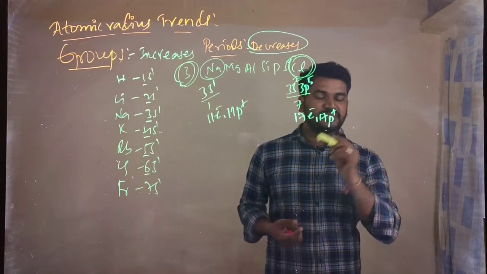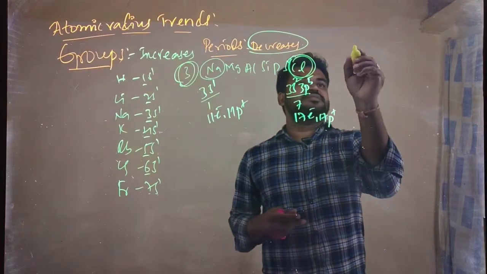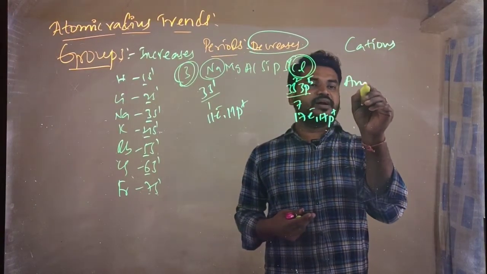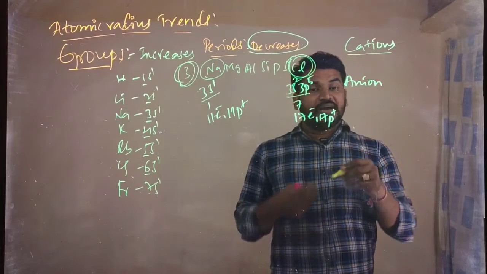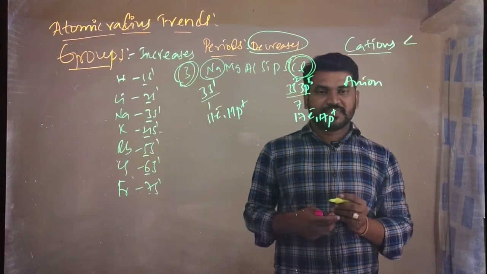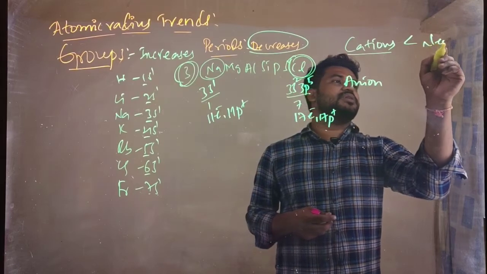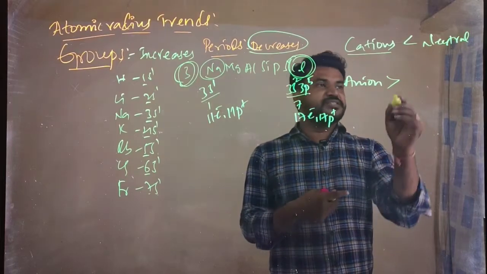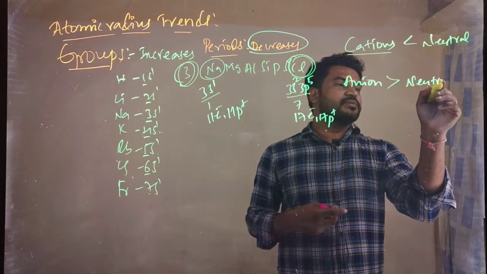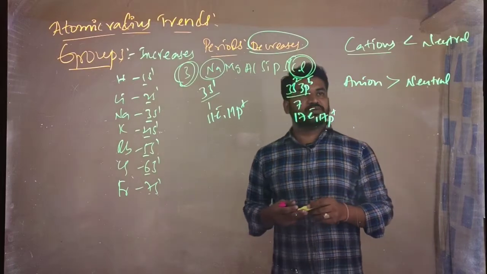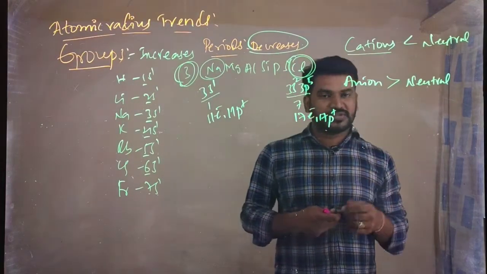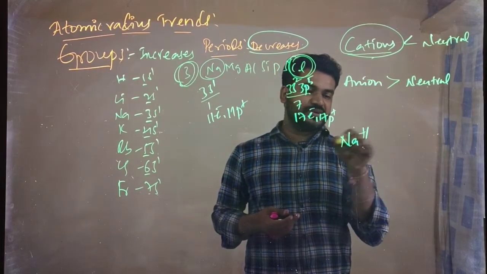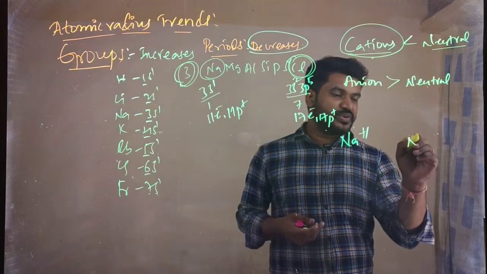And one more thing we need to remember here: always, cations have less size than the neutral atom, and anions have more size than the neutral atom. Cations have less size and anions have more size, because suppose you take a cation, say the Na+1 ion, and a neutral atom, say Na.